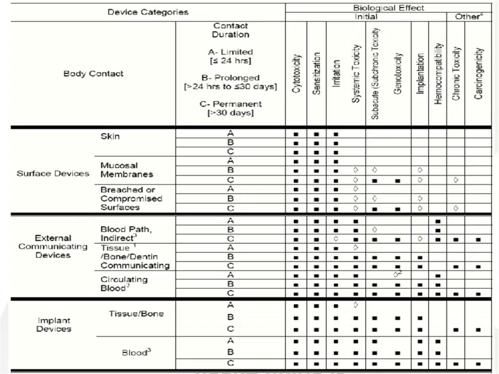So the best example for an external communicating device with indirect blood path exposure is an IV bag, where the IV bag sits outside the body.